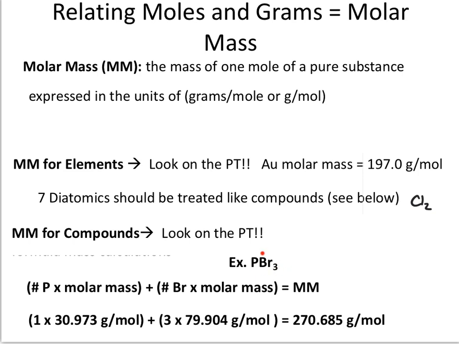So we're going to take the number of phosphoruses and multiply them by the molar mass that we obtain from the periodic table for that element. We're going to add that to the number of bromines times the molar mass of bromine. We're going to sum that together, and that will give us our molar mass. So we have 1 phosphorus times the molar mass of phosphorus plus 3 times the molar mass of bromine. And that gives us our molar mass for our compound.